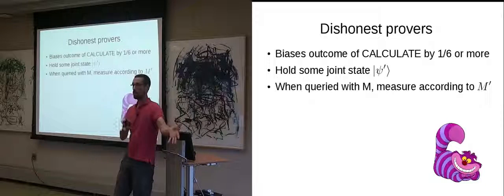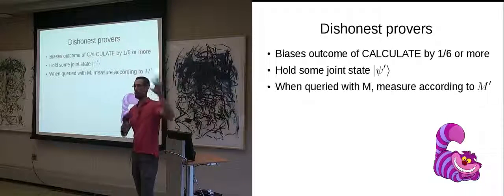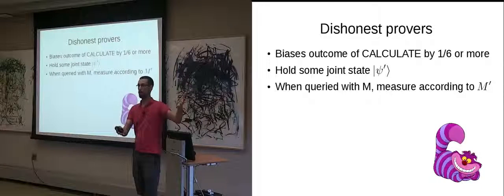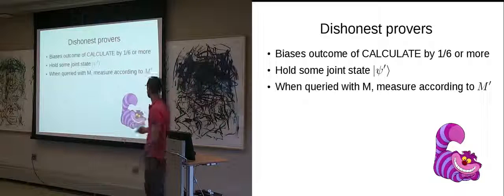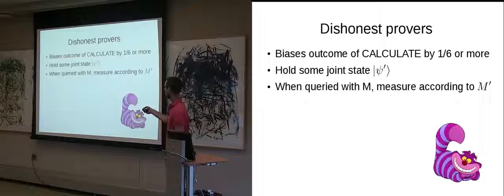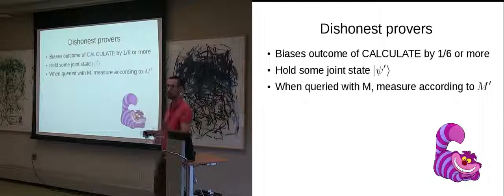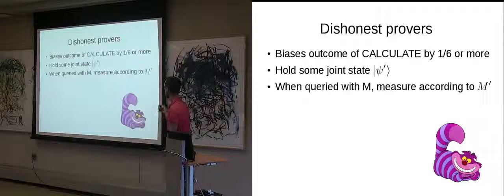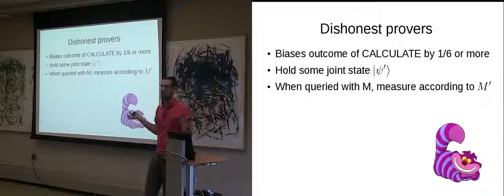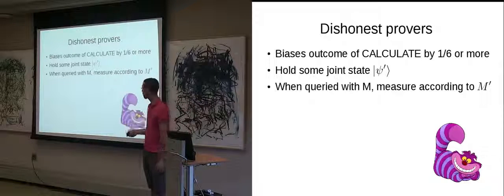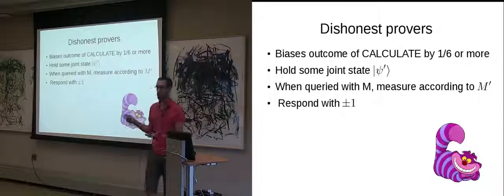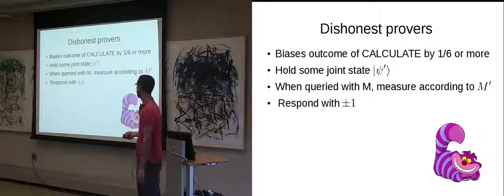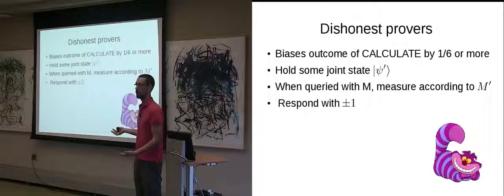Now, whatever it is that they do in there, they could do some very large complex computation, but in the end, what they're going to be doing is returning a classical symbol to me. We can just model that whole process, whatever it is, as some measurement. And so when they're queried with some measurement here, let's say that m is x, so I say, please measure x, they're going to measure according to some operator, which we're going to call x prime. And then they're going to just respond with the outcome of that measurement. So you can take anything that a dishonest prover can do, and you can shove it into this model.